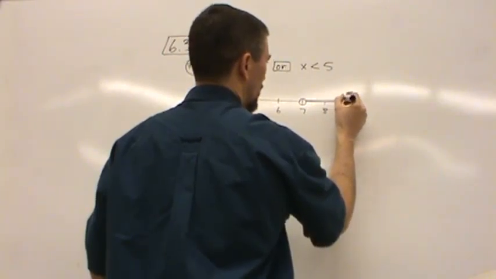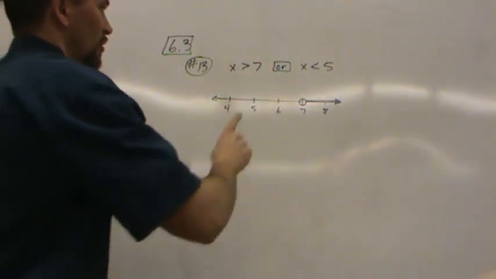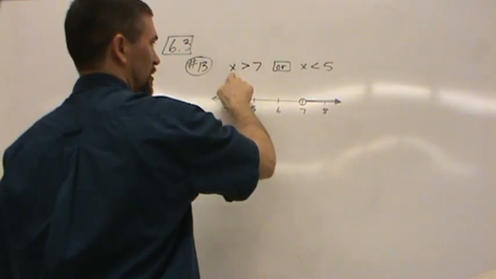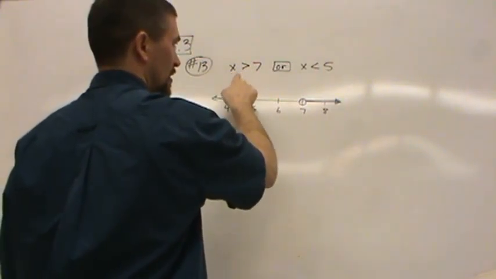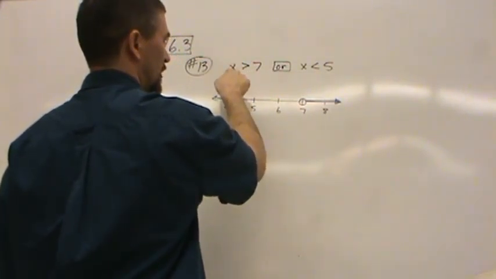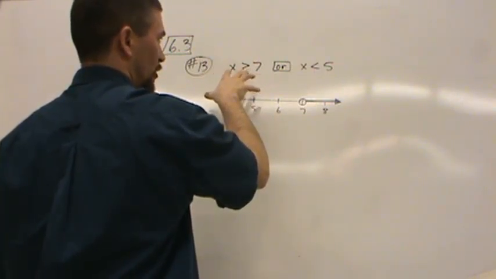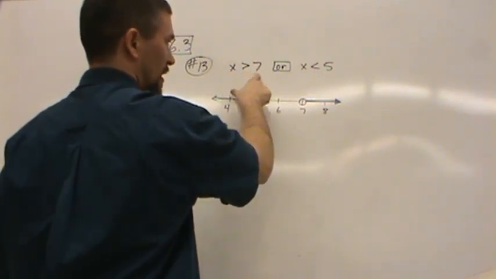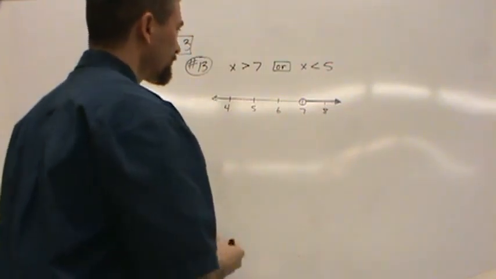And go ahead and darken in a nice arrow going greater. So all numbers satisfy x if they're greater than 7, not equal, because if we put a 7 right there, we've got a false statement. 7 is not greater than 7. So that's why it's an open circle.